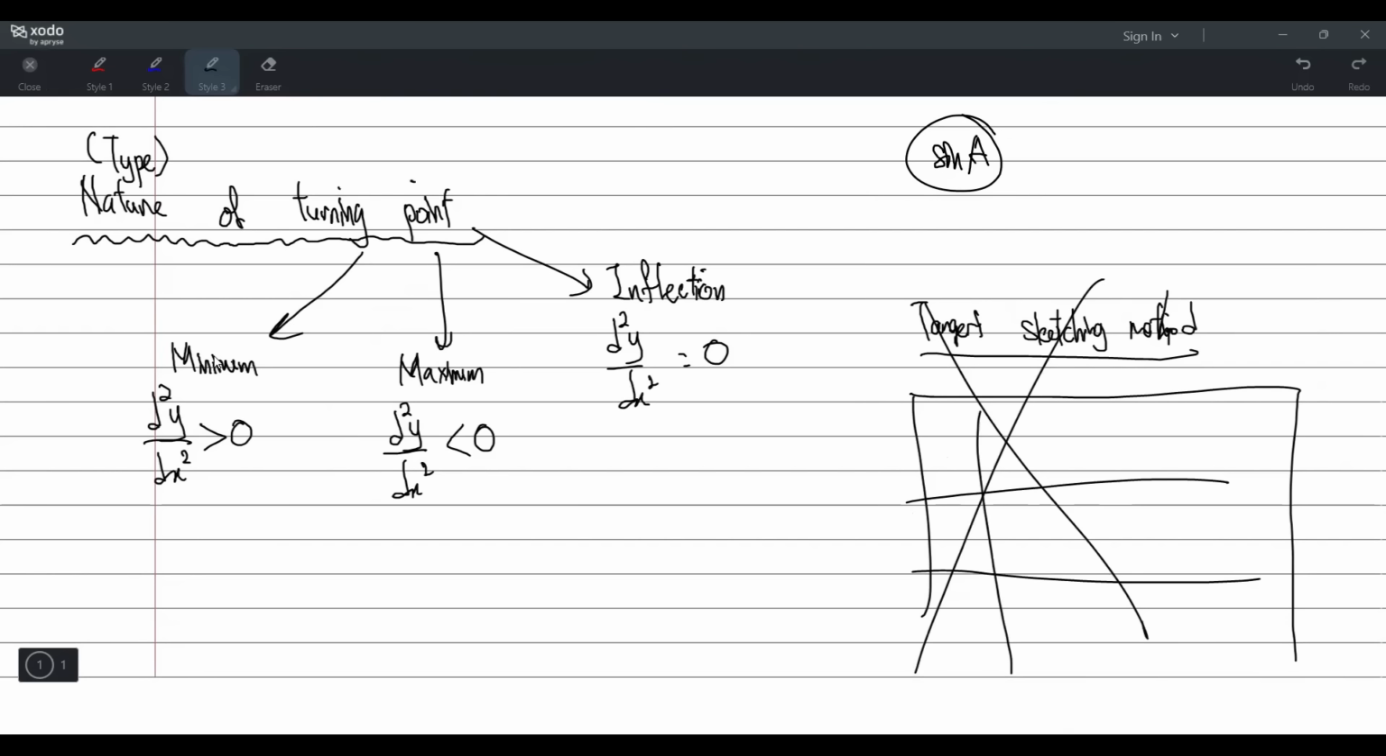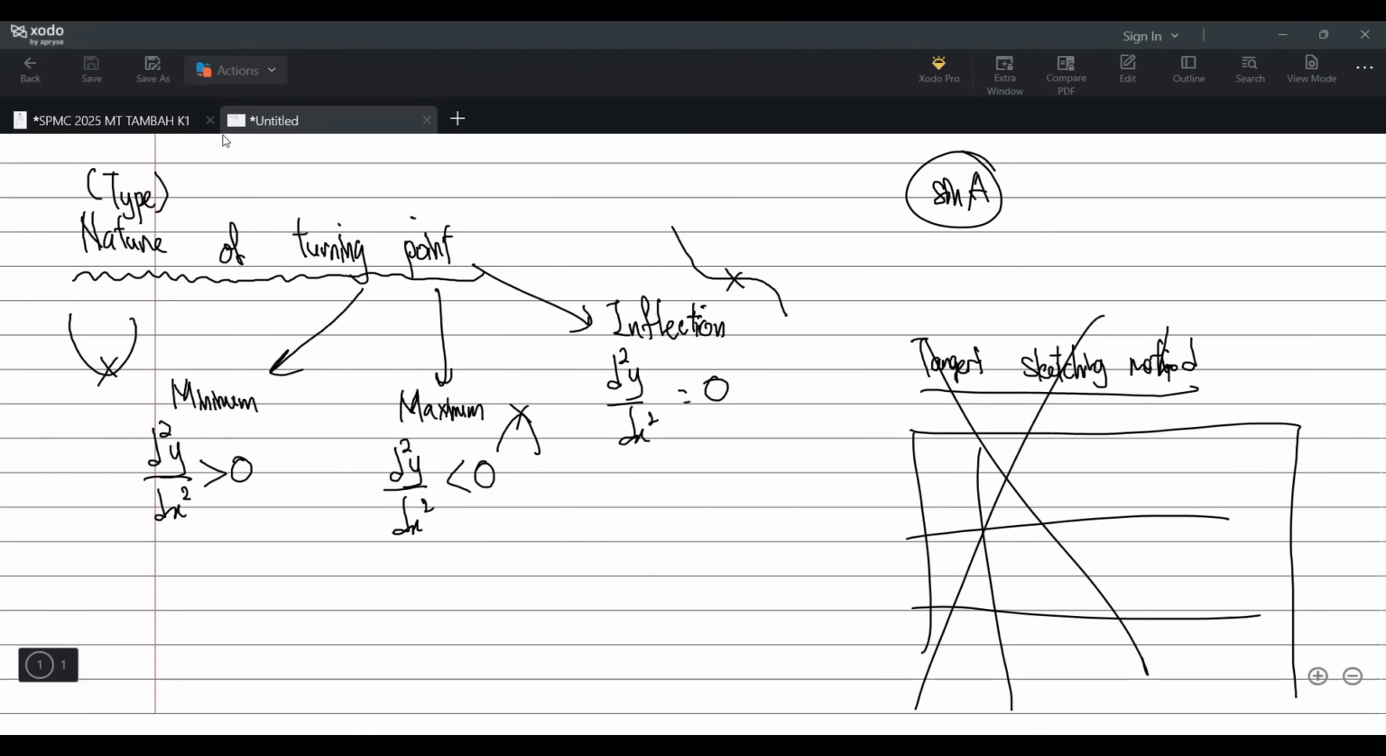Oh, one more thing I want to mention. Minimum point usually looks like this. Maximum point usually looks like this. Inflection point is when it's like that. It's not really minimum, it's not really maximum. It's just in between like that. So that's what an inflection point looks like. All right, so let's go back to the question.